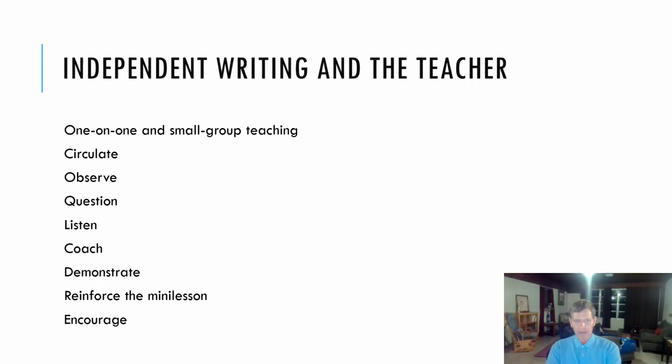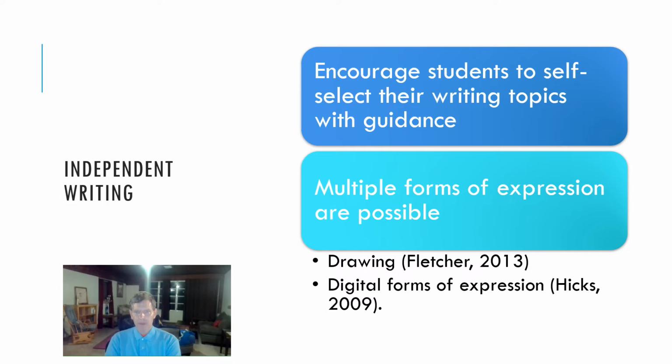During this independent writing, the work is one-on-one or small group. You as a teacher will circulate, you'll observe what the students are doing, you'll ask timely questions one-on-one with the students or in small groups, you'll listen to what they say, you'll coach them along, you'll demonstrate how to do something, you'll reinforce with a quick little mini lesson or a quick little midway point lesson, and you'll give very specific encouragement in a timely way.